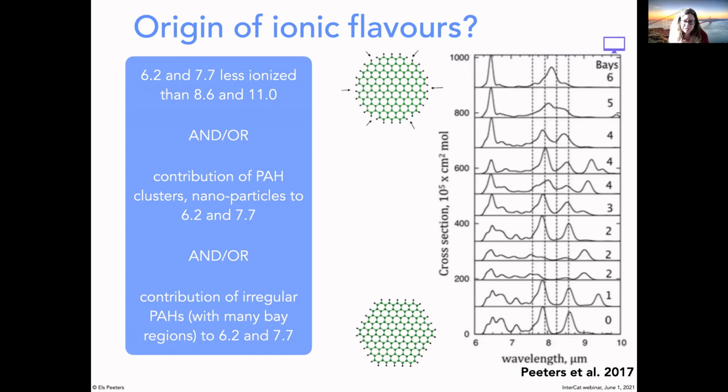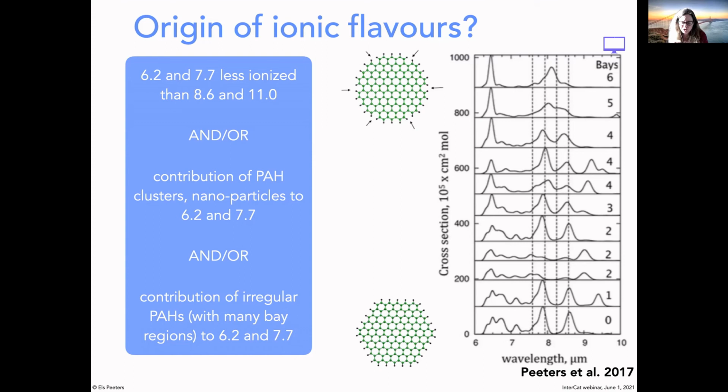And then finally, another option is that you're tracing the edge structure of PAHs. On the right-hand side, you can see a figure illustrating that. We have different theoretical spectra, numbered from 0 up to 6, and that number indicates the number of bays that you have in your molecule. So in the bottom structure shown in the middle, you have no bay regions, and that corresponds to the 0.